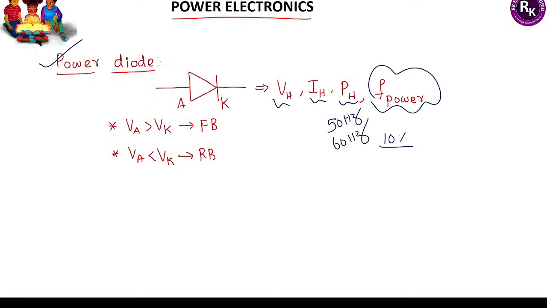Next, this diode will operate whenever the value of anode voltage becomes higher than the value of cathode voltage. It will enter into forward bias. In the alternative case, it will enter into reverse bias.